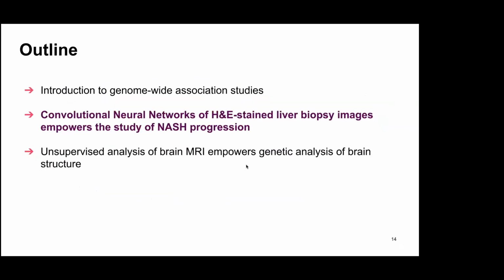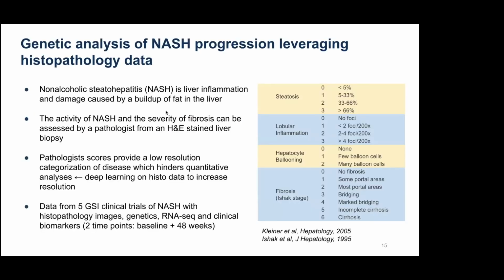Great, so that sets the vision and the goal. And now I'm going to discuss the first example, an application of convolutional neural networks to H&E stained liver biopsy images. And that is for a study of non-alcoholic steatohepatitis. Non-alcoholic steatohepatitis, NASH, is chronic liver inflammation, which is caused by the buildup of fat in the liver.